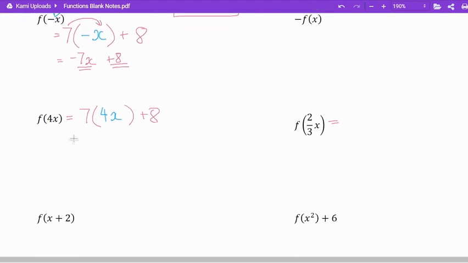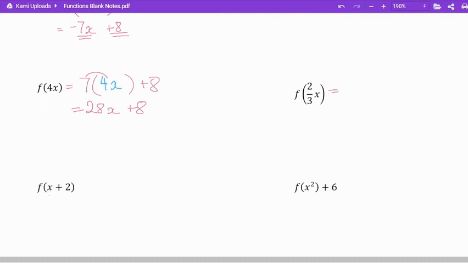In this example, 7 times 4 is 28x plus 8. Again, these two terms are not like terms, so our output is a binomial. Input was a monomial, output was a binomial. Well, I wonder what happens when our input is a binomial. Okay, well, the first thing I'll do is I'll just write the function, and then I will add the input, x plus 2.